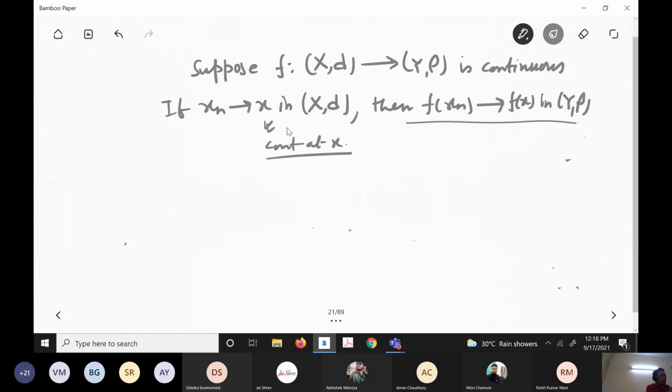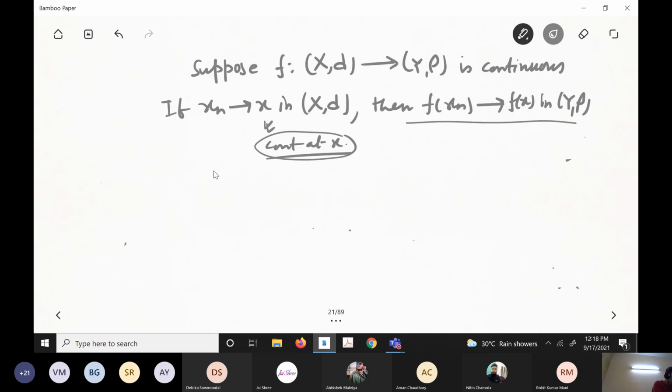In fact, later on we will prove after the exam that the converse is also true in the case of metric spaces, that if it sends every convergent sequence to a convergent sequence, then f has to be continuous. So it's a nice characterization of continuous functions on metric spaces. Again, a sequential characterization. So this one you can prove. I'm leaving the proof to you.